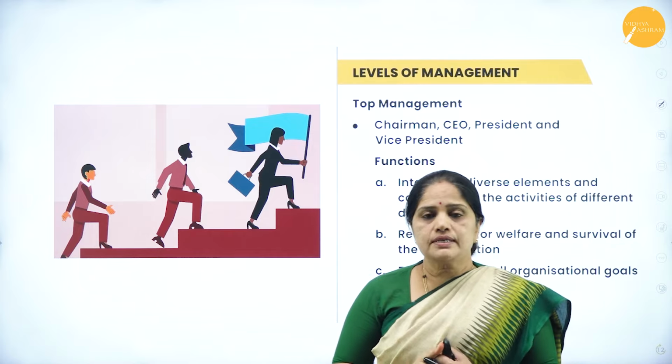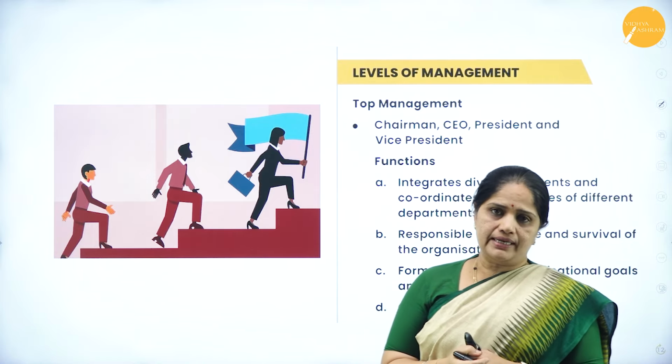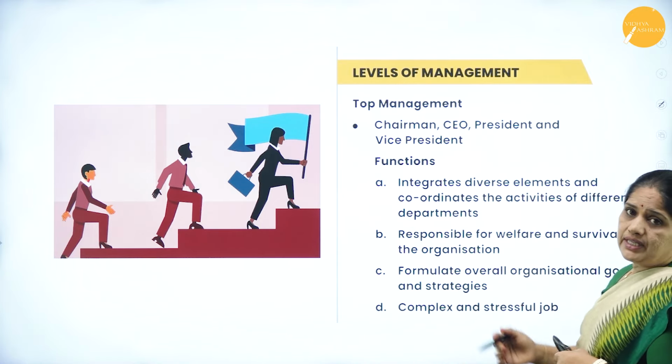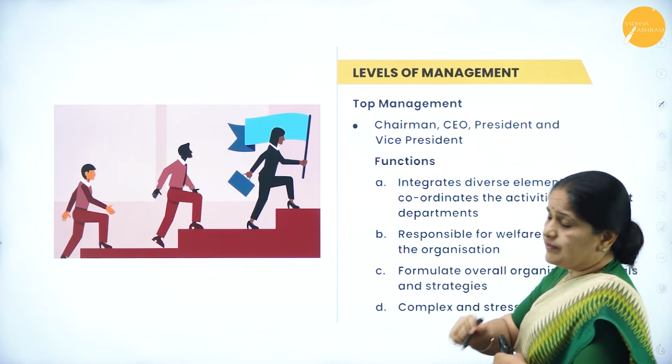Now the next concept is the levels of management. Now coming to the levels of management, the first level of management is the top management. The top management comprises the chairman, CEO, president and the vice president. So only in the top management we have these few people. Now let us understand what the functions of the top level management are.